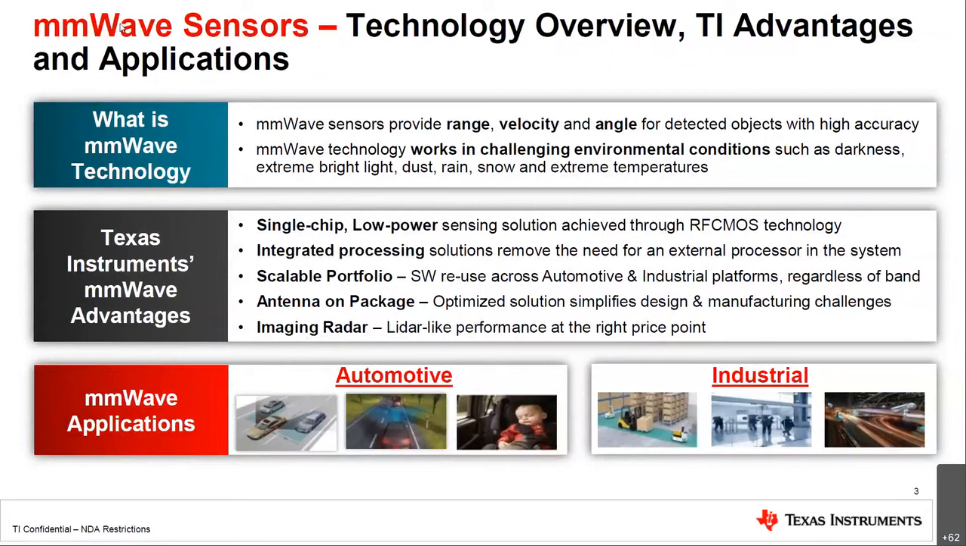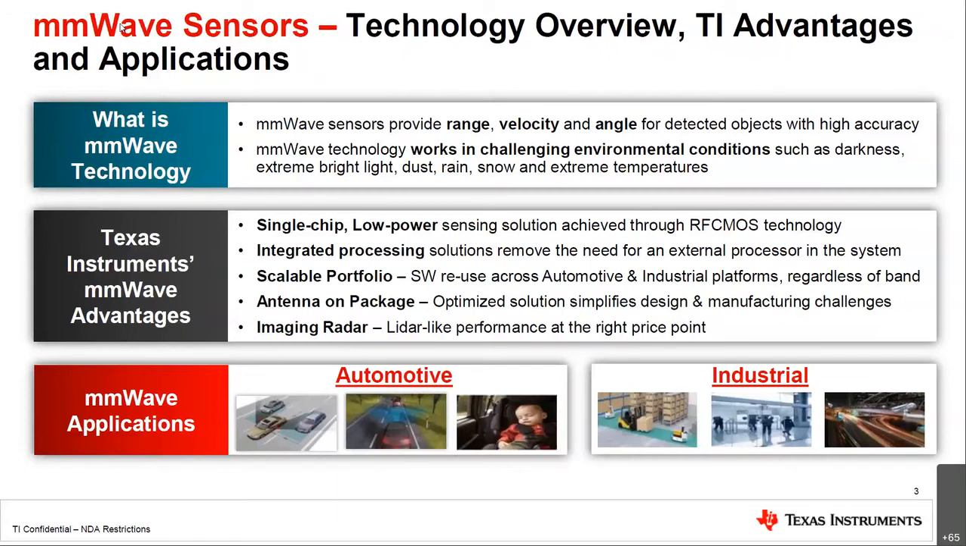Typically, it works in environments that can be challenging for optical or other types of solutions, including poor lighting conditions, rain, snow, and extreme temperatures. This is one of the advantages of using a radar-based technology instead.